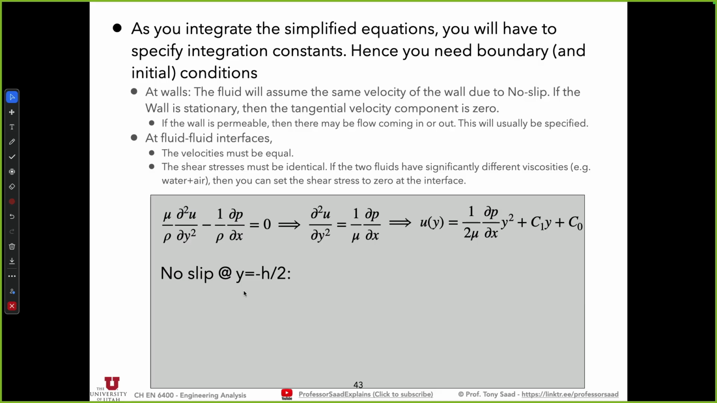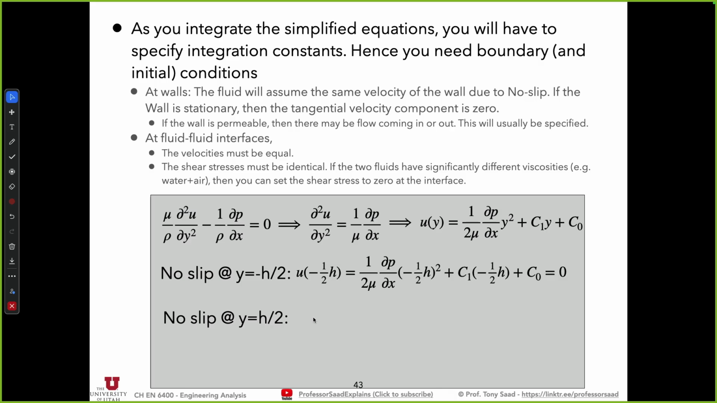Now, boundary conditions: no slip at the bottom plate. So u at y equals minus h over 2 is 0 because the bottom plate is not moving. No slip at the top plate, so the velocity at h over 2 is also 0. So I have these two conditions. You're going to get two equations with two unknowns, c1 and c0, and you have to work those out.